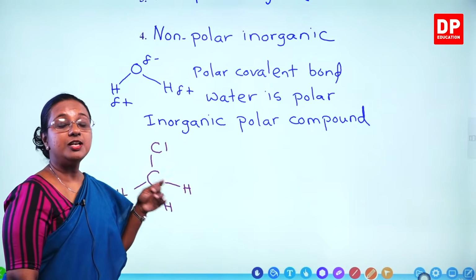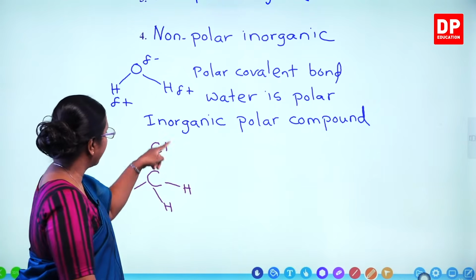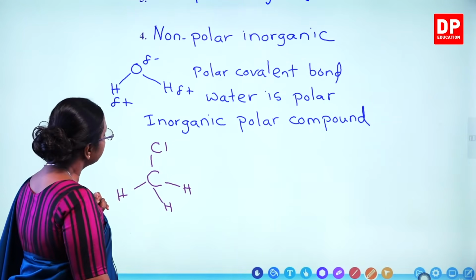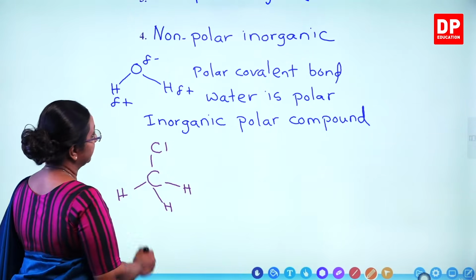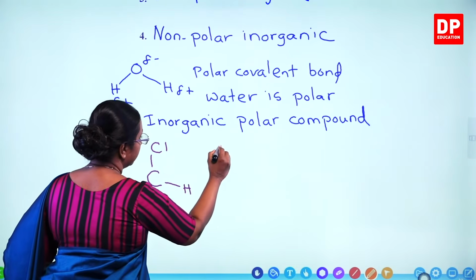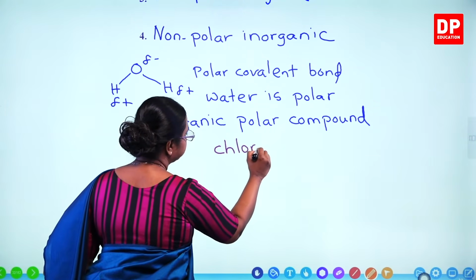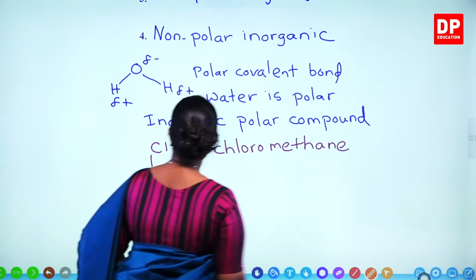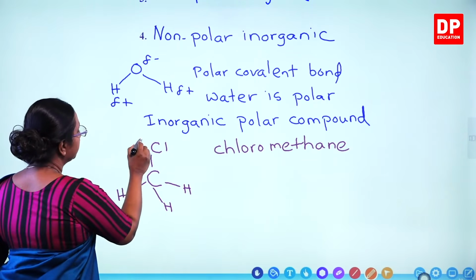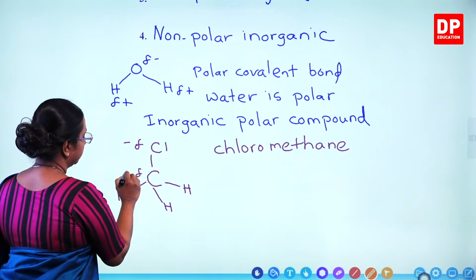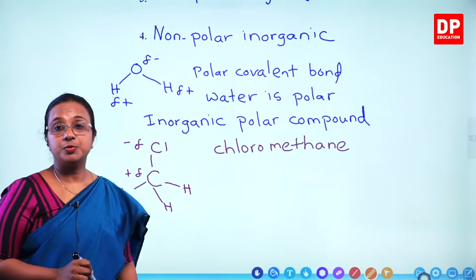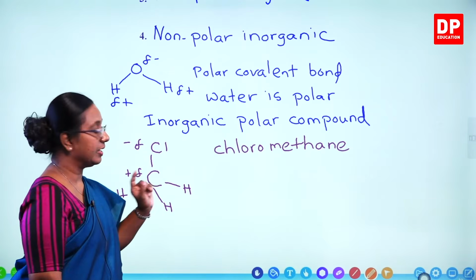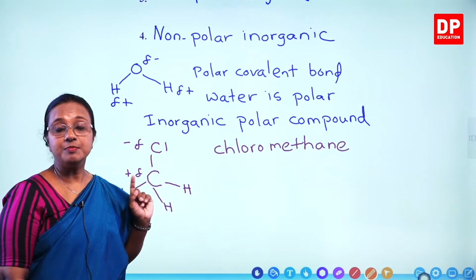Chloromethane, or we call it monochloromethane. One chlorine in a molecule of methane. So this monochloromethane, or chloromethane. Now here, this is a polar bond. The CCl bond is polar. So this is a polar covalent bond. Therefore, the molecule becomes a polar covalent molecule.